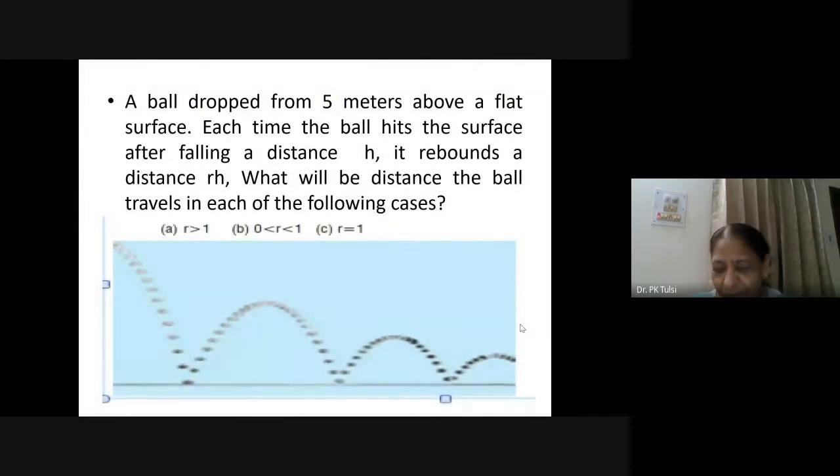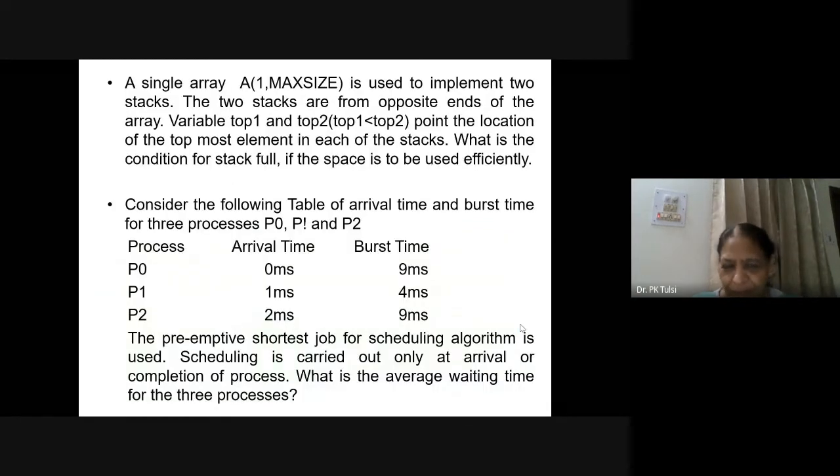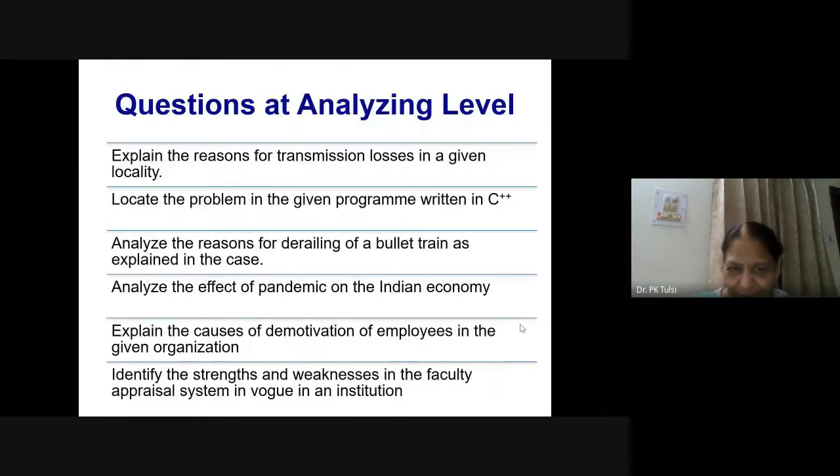Likewise, calculating the distance to be traveled in each of the following cases: when r is greater than 1, where 0 is less than r less than 1, r is equal to 1. So the person is given a situation and he has to apply the learned rules. Again, you can see these are little complex questions, difficult questions. Difficulty is a little on the higher side.